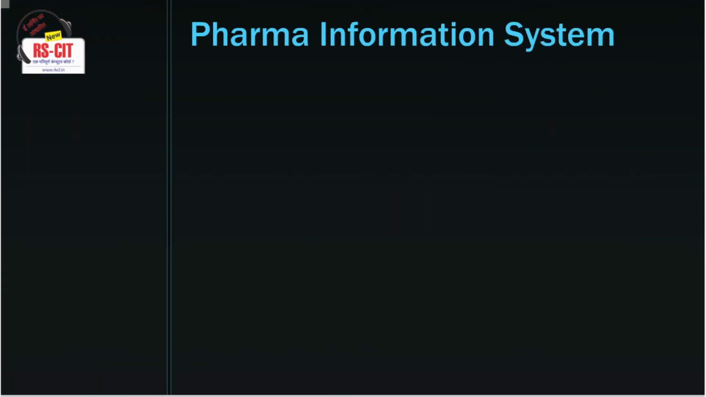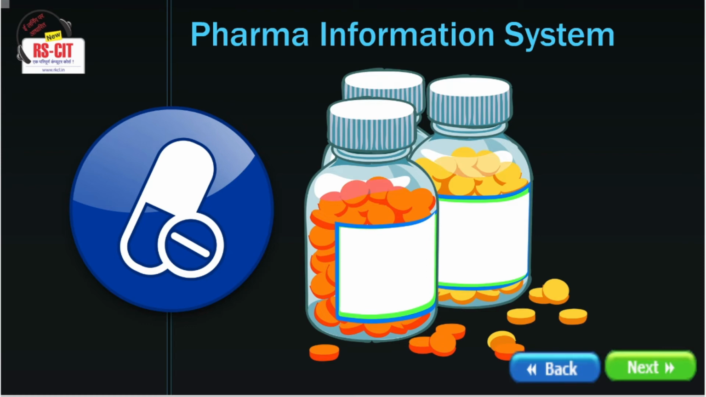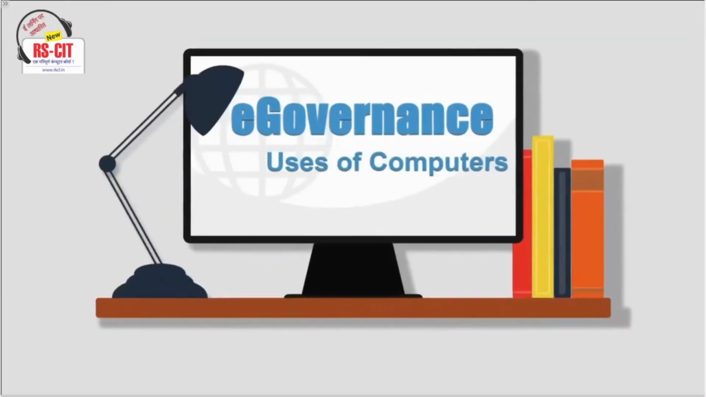Pharma Information System. Computers can check drug labels, expiry dates, harmful drug side effects, etc. Use of computers in eGovernance.